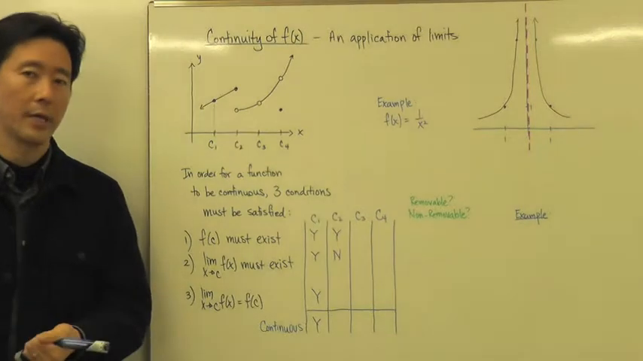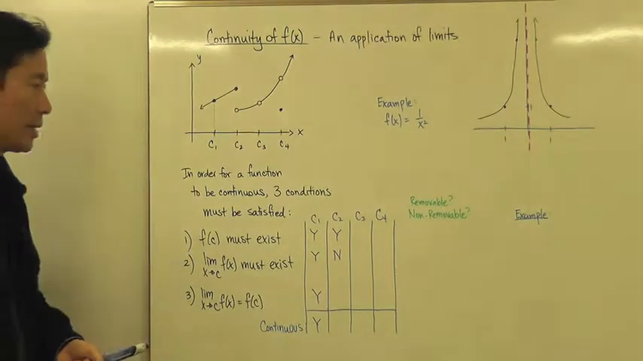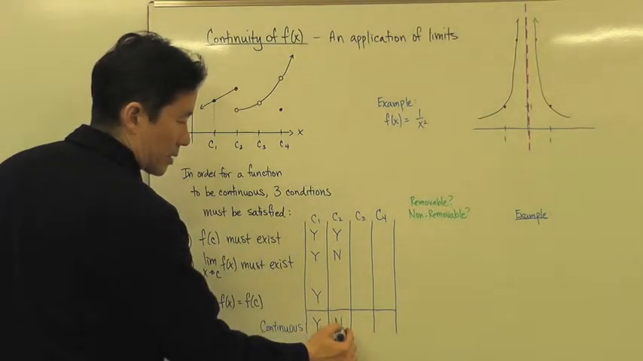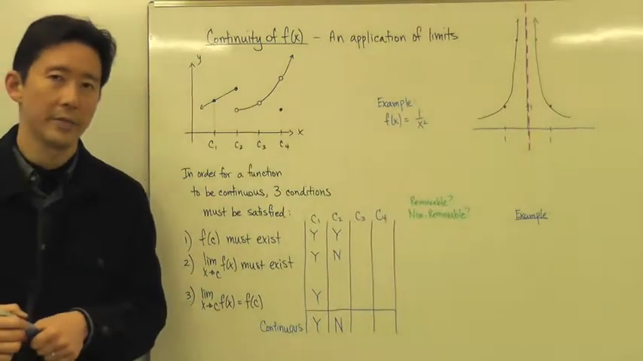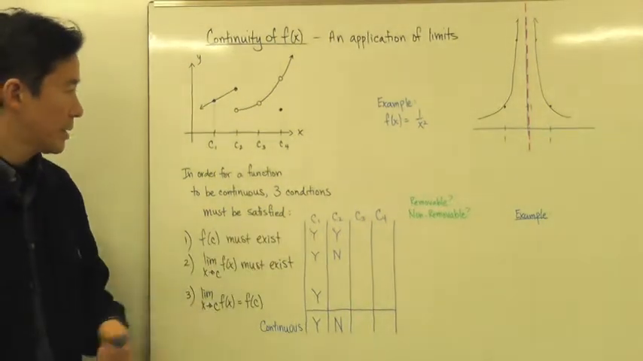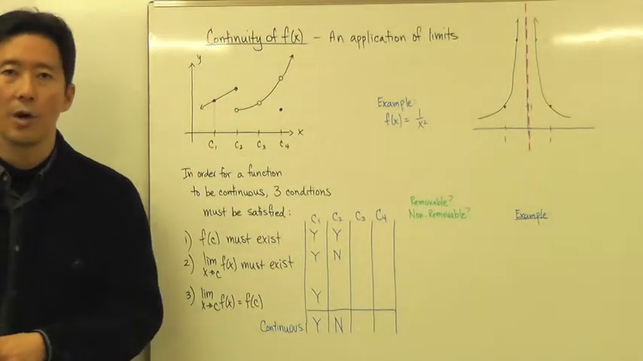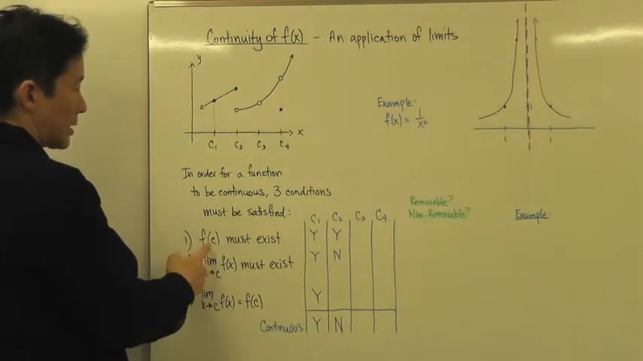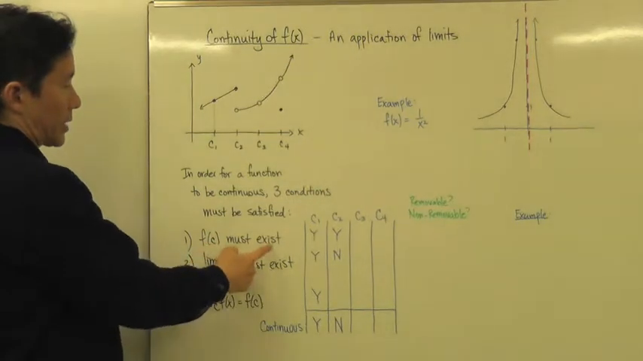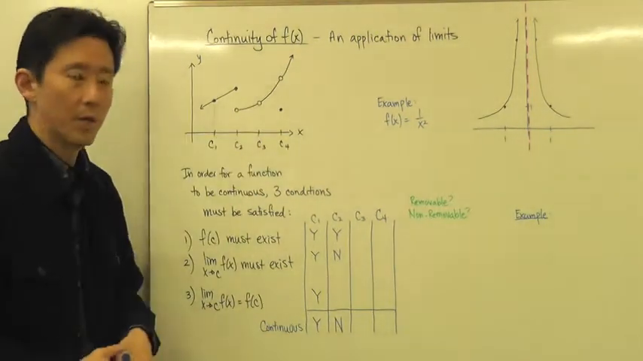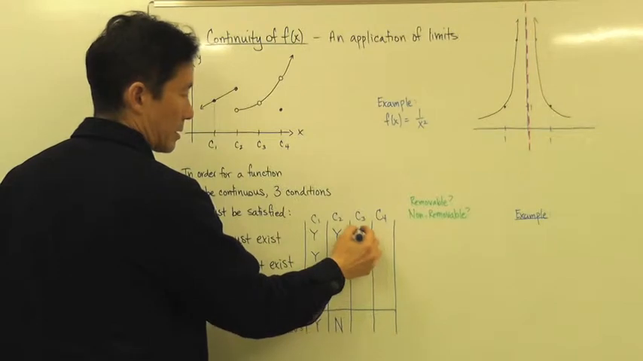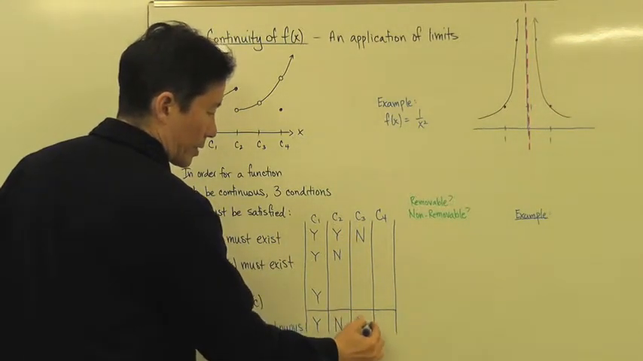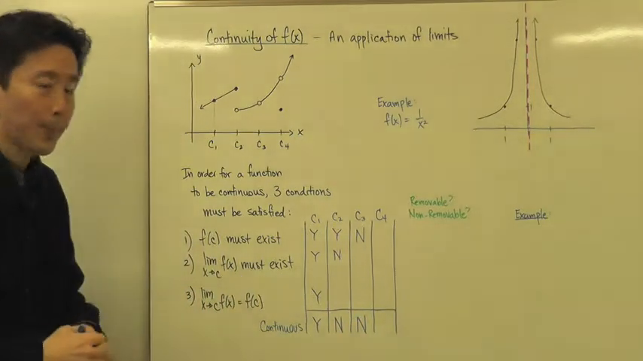Now, once you prove that any one of these 3 is not true, then you can automatically deduce that the function is not continuous at that point. So c sub 2, is the function continuous at c sub 2? The answer is no. Let's take a look at c sub 3. c sub 3 says f of c sub 3 must exist. Does it exist? The answer is no. It doesn't exist. Okay, and so once we have that, then we know, of course, that this is a no.